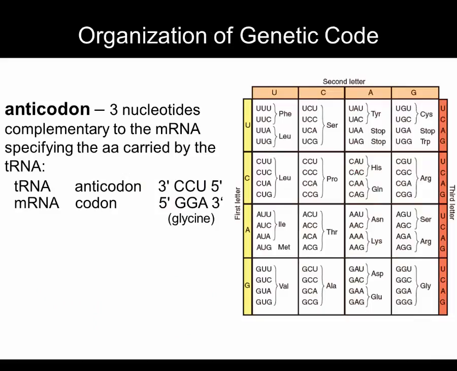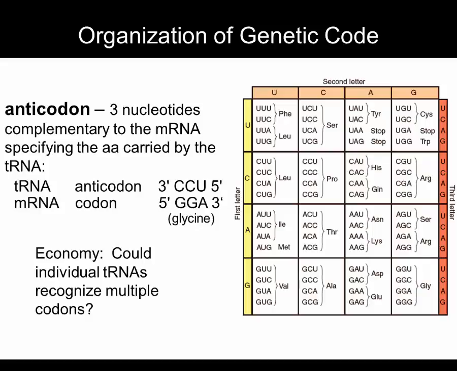Let's talk about these anticodons. Sometimes the pairing of codons and anticodons is very simple, as in this example here. Read 5' to 3', GGA is a glycine codon. So CCU, read 3' to 5', would be a good tRNA anticodon to pair with this codon. But is this the most economical way to do things?